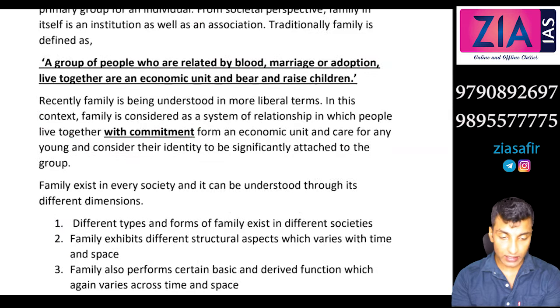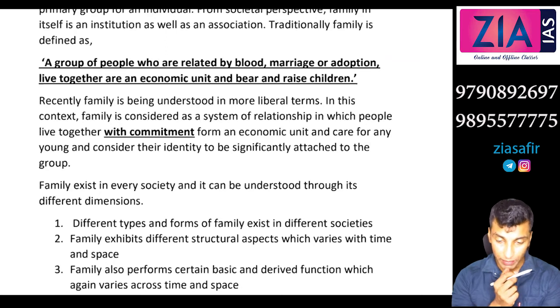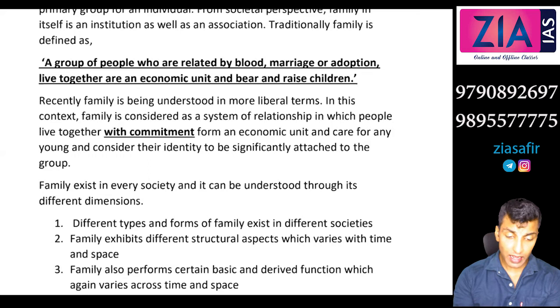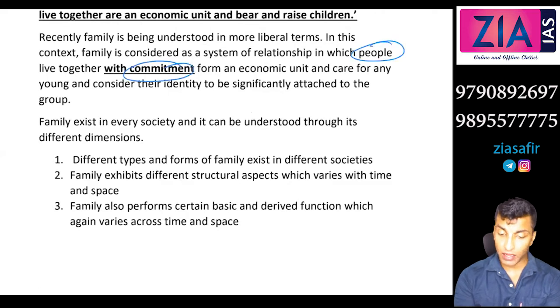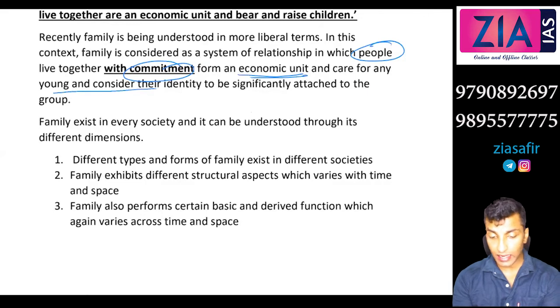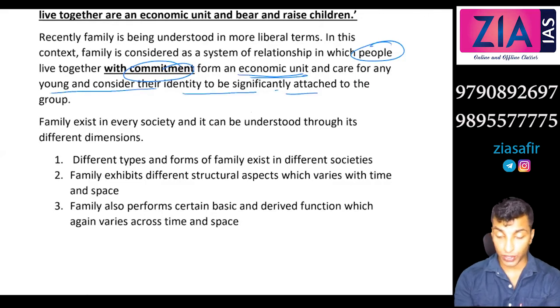So first definition, you can see: marriage is a group of people who are related by blood, marriage or adoption, live together as an economic unit and bear and raise children. In case of the second definition, family is being understood more in liberal terms. In this context, family is considered as a system of relationship in which people live together with commitment, form an economic unit and care for any young, and consider their identity to be significantly attached to the group.